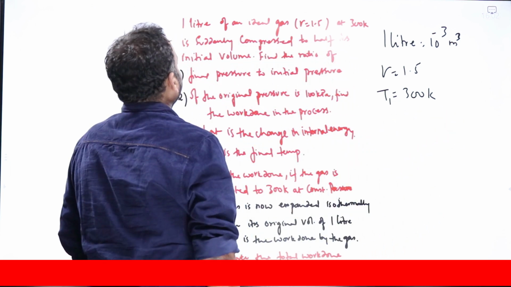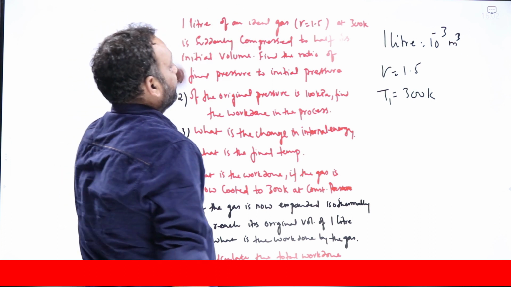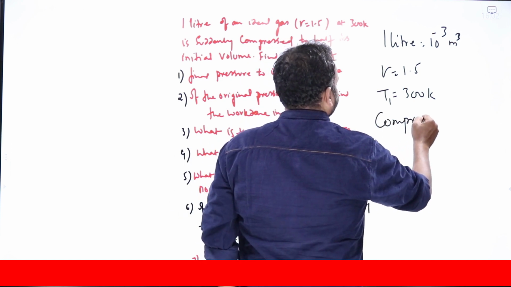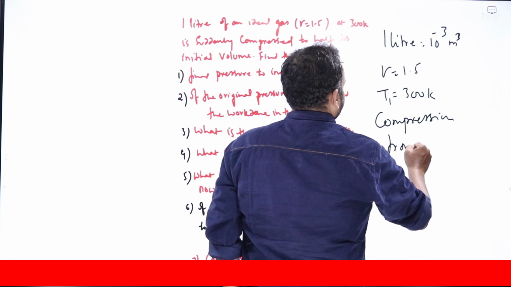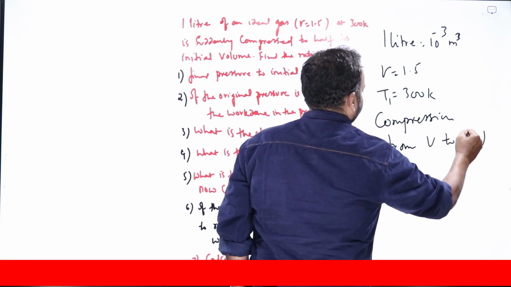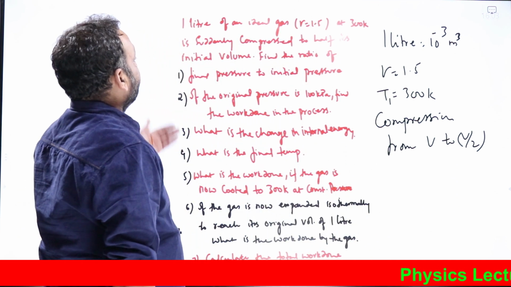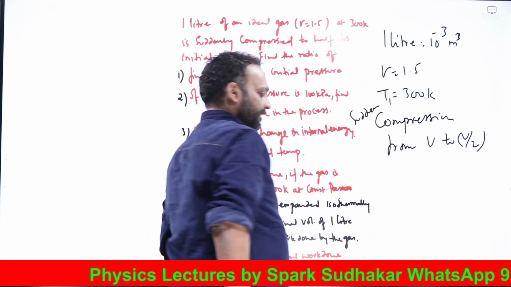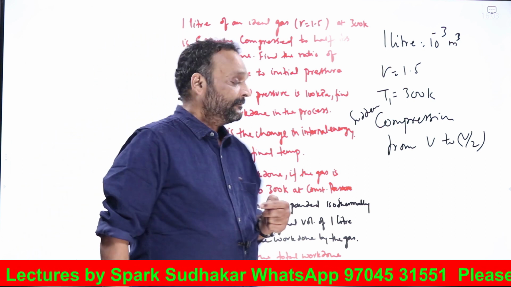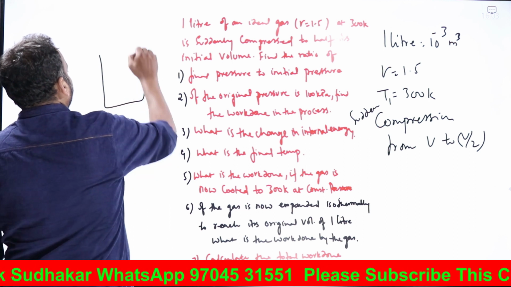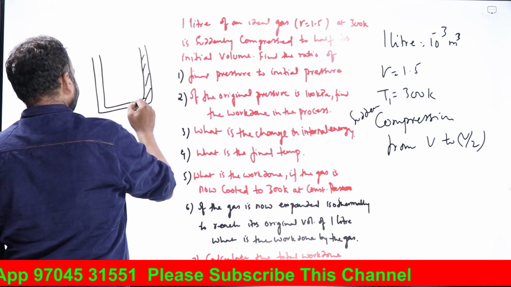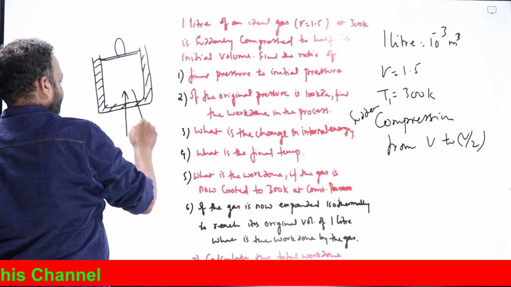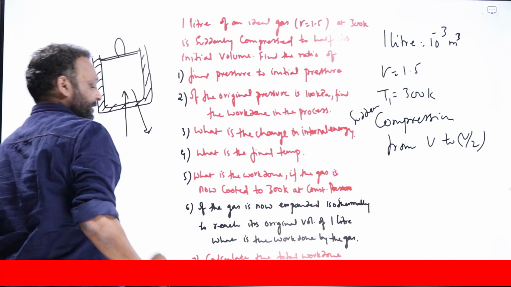So the initial temperature is 300 Kelvin, and the gas is suddenly compressed to half its initial volume, means compression, from some initial volume V to V by 2. He said sudden compression, that is one hint, remember. Sudden compressions and sudden expansions are always considered as adiabatic processes. Adiabatic process means we do it in an insulated vessel, like a thermocol sheet or wooden vessel, which does not allow heat to go in or come out. Such a process done under adiabatic conditions is an adiabatic process.